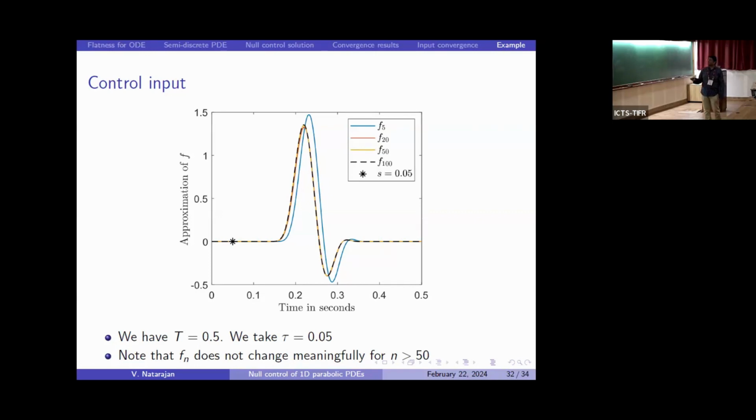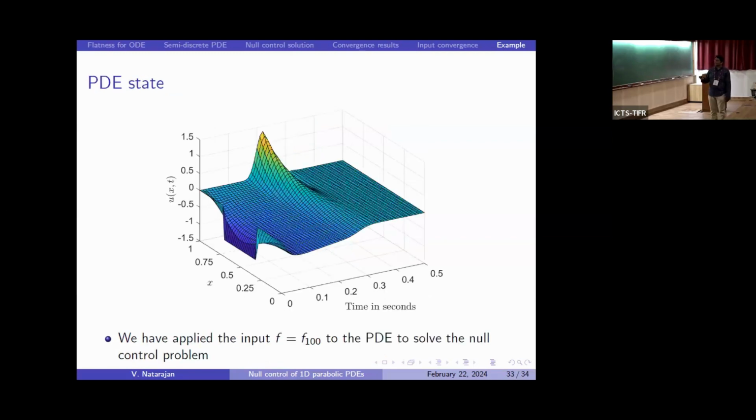Now, as you can see, beyond n equal to 20 or so, there is not much difference numerically between the Fn's once you cross 20 or 30. So if you discretize your heat equation with, say, 100 nodes, you have a very good approximation of the null control signal. In this plot, I have taken the input F to be F100, the null control signal obtained by discretizing using 100 nodes. You can clearly see the discontinuous step input here, and within 0.5 seconds you do have convergence to 0.